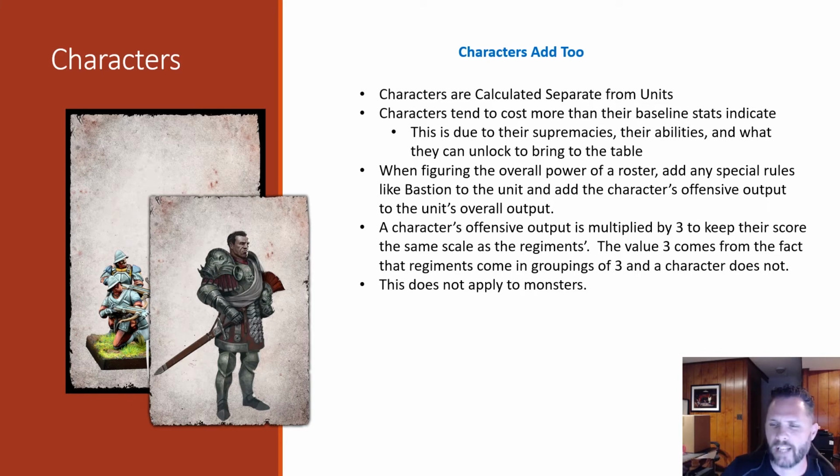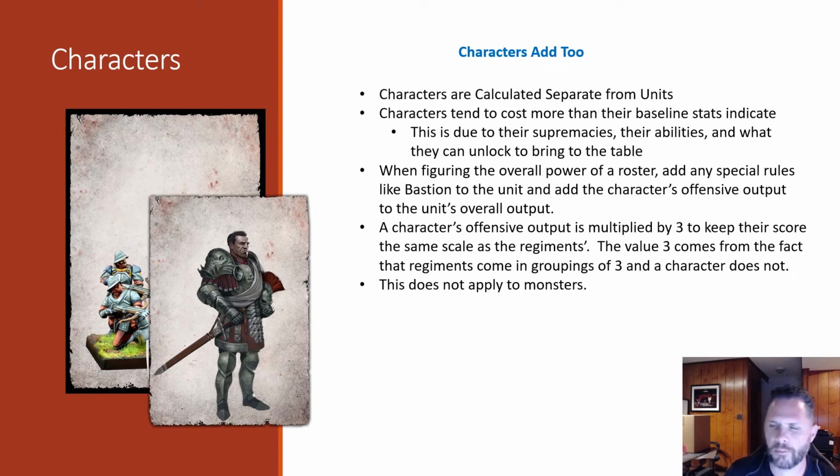And what I do is I add those values to a unit when I want to gauge. If I add an officer to a man-at-arms unit, for example, what does that give me? If I add an officer to the crossbowman unit and with Bastion, what does that give me? And it will actually show me the overall output score increase because if they have Bastion, their defense goes up by 1.